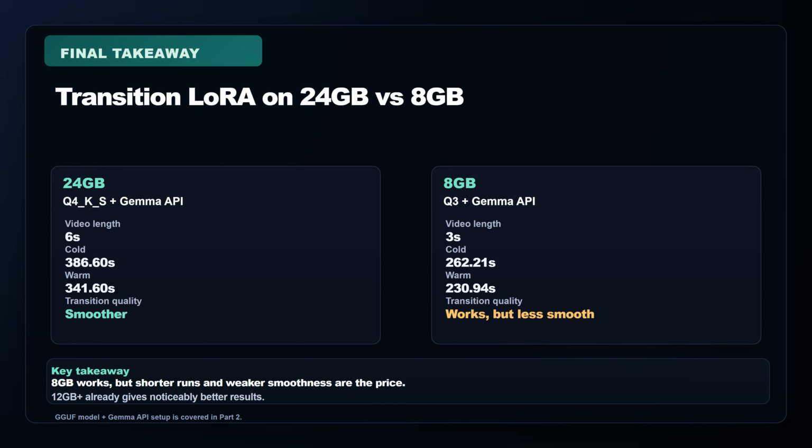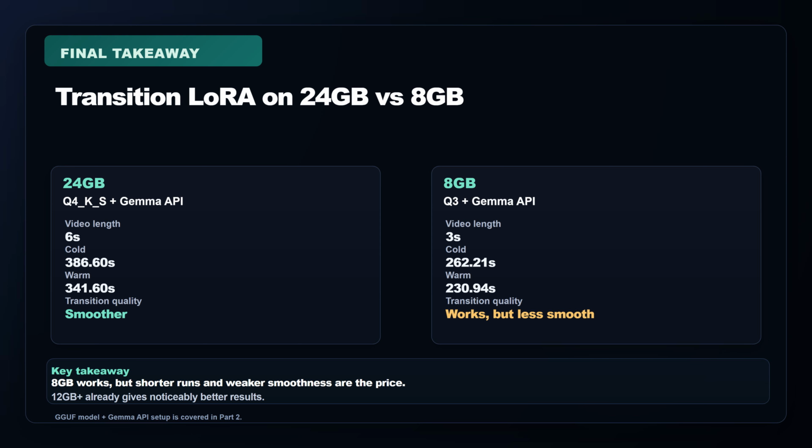Here are the full numbers. 24 GB versus 8 GB side by side. The LoRa works on both. If you're on 8 GB, you can use loras, but there is a trade-off. To stay within the 8 GB VRAM limit, I had to reduce the test to about a 3-second generation, and the transition became less smooth. You can try longer generations on an 8 GB card, but then it may no longer fit cleanly into that VRAM class, and render times will increase a lot.